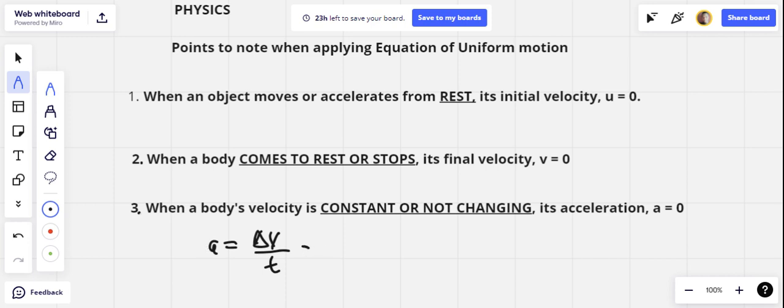Take for instance, if the final velocity was 4 meters per second, and the initial velocity is also 4 meters per second, that will be 4 minus 4. No matter what the time is, 4 minus 4 is 0. That will be 0 over t, which equals 0. So if the velocity of a body or an object is constant, if it has a constant velocity, the acceleration will be 0, because acceleration means change in velocity. So that means the velocity is not changing, that means the acceleration will be 0.